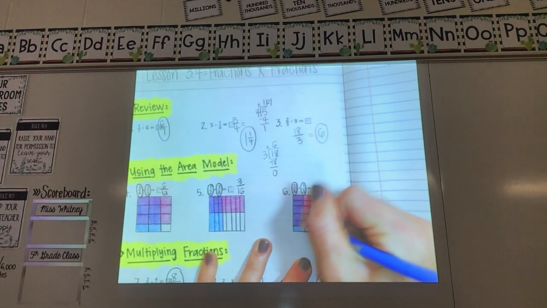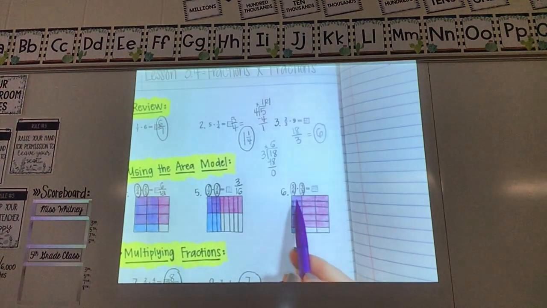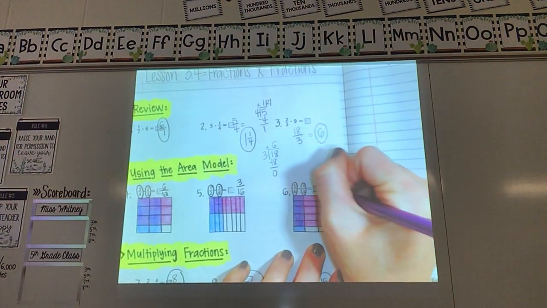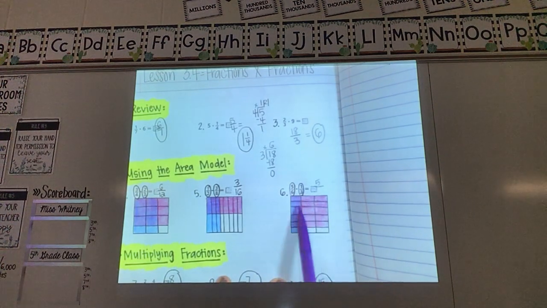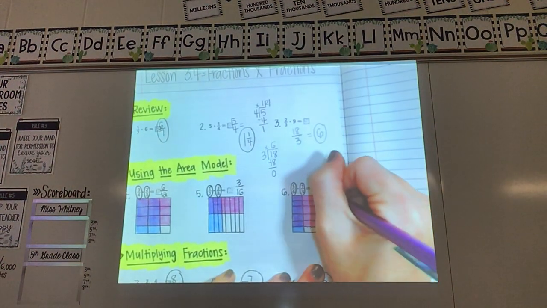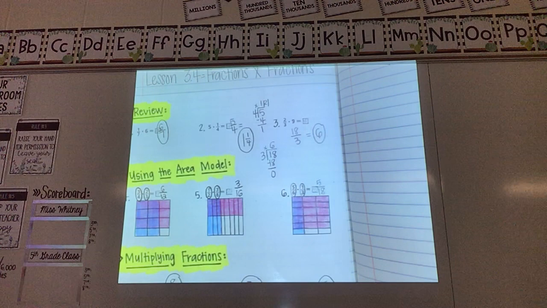All right, now we're ready to look. We need to see how many have both colors. That's gonna give me my top number. How many overlap? 1, 2, 3, 4, 5. So that's my top number. And to get my bottom number, what do I do? Count all the pieces. 1, 2, 3, 4, 5, 6, 7, 8, 9, 10, 11, 12, 13, 14, 15, 16, 17, 18. So 5/18. All right, very nice job.